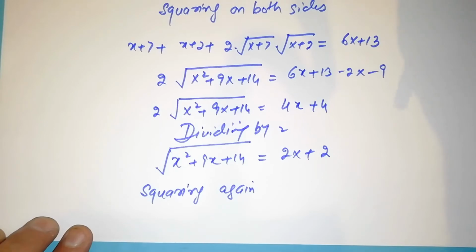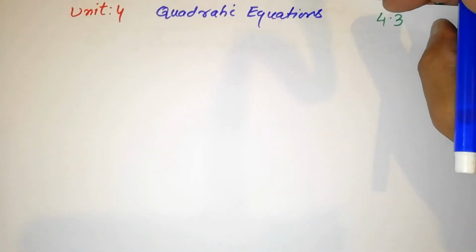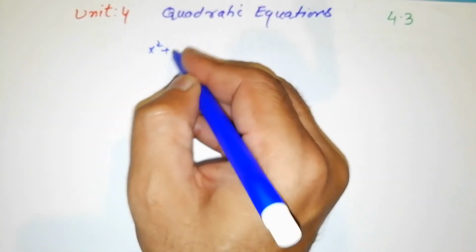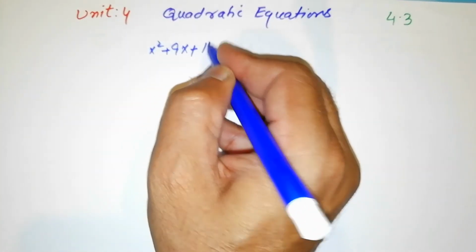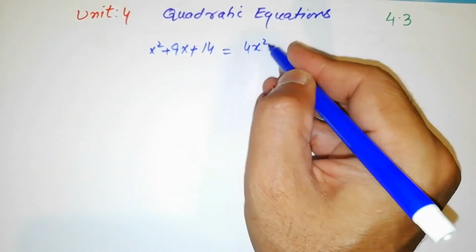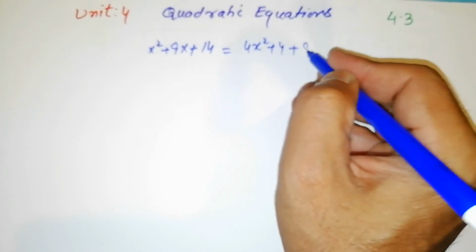तो स्टूडेंट्स हम यहाँ पे स्क्वेयरिंग again करेंगे, squaring again. So we have x square plus 9x plus 14 that is equal to 4x square plus 4 plus 8x.